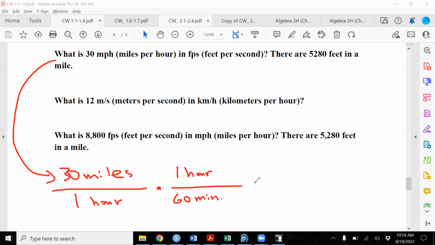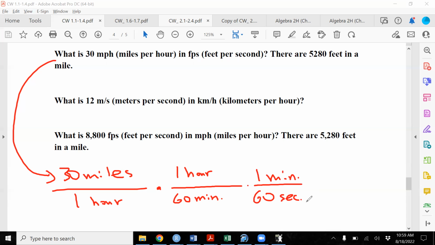How many seconds are in a minute? 60 again, right? I messed up. Let me repeat. Sorry. No wonder you guys are confused. My third mistake today. Okay. What happens to the minutes units now? They cancel again, right?